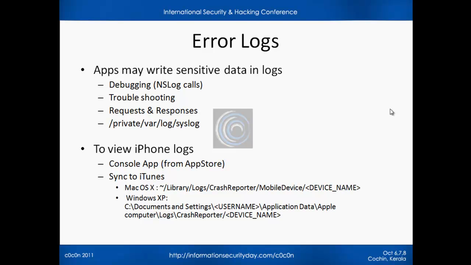Another way to grab the error logs is syncing with iTunes. Whenever you sync the iPhone with iTunes over USB, it automatically takes a backup of all your error logs, and these backed up logs get stored in these directories. If it is a Mac OS machine, they get stored under the crash reporter directory, and if it is a Windows XP machine, they get stored under the application data directory.